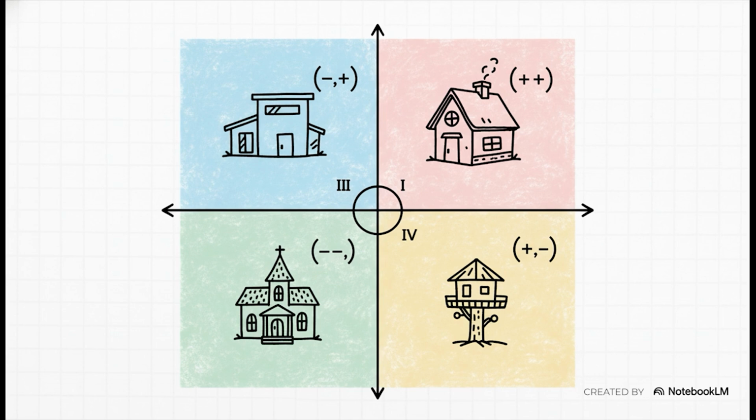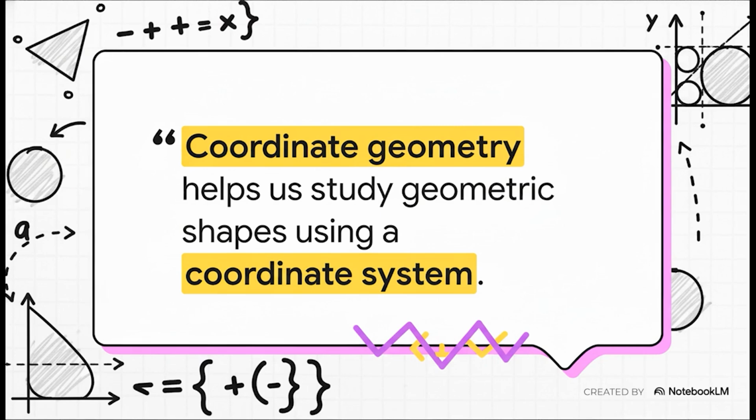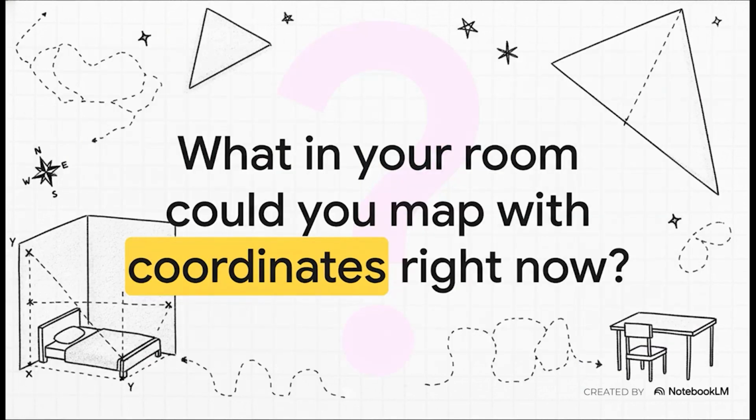So at the end of the day, coordinate geometry is just a powerful tool that connects pictures and shapes with numbers. It turns geometry into algebra and algebra back into geometry. It's pretty amazing when you think about it.